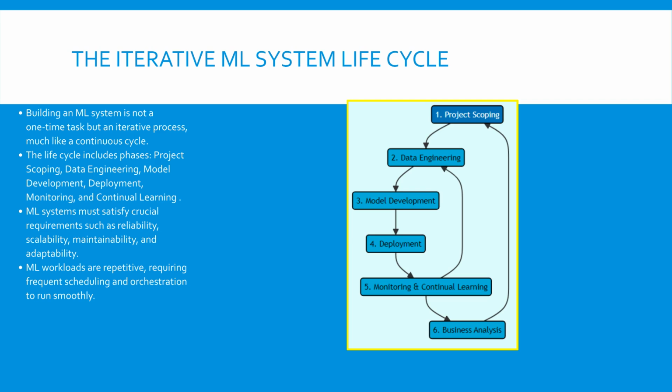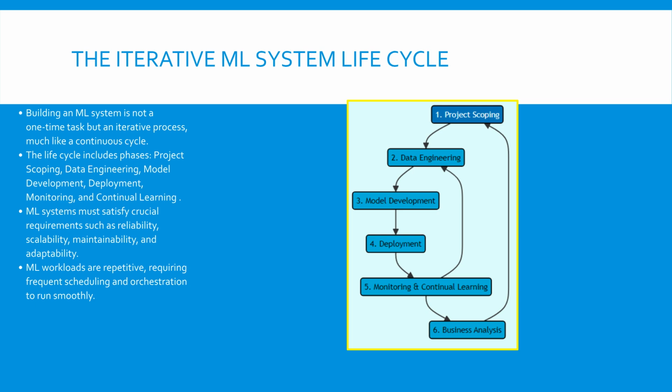This flowchart illustrates the iterative process of developing and maintaining an ML system. We start at the top with project scoping, which defines the initial goals. This leads directly to data engineering, where the necessary data is prepared and cleaned. Once data is ready, we move to the model development phase, which is where the algorithms are trained and evaluated offline. A successful model then proceeds to deployment, where it is made accessible to users in a production environment.